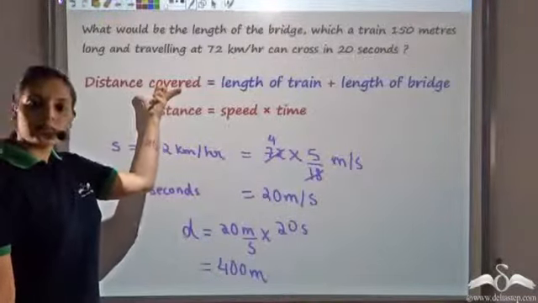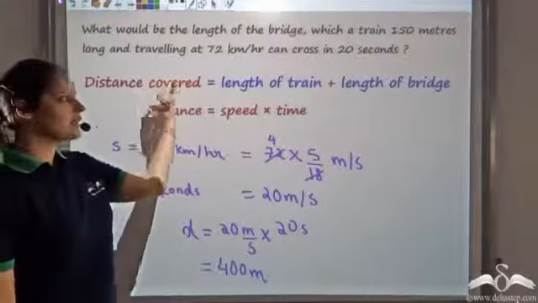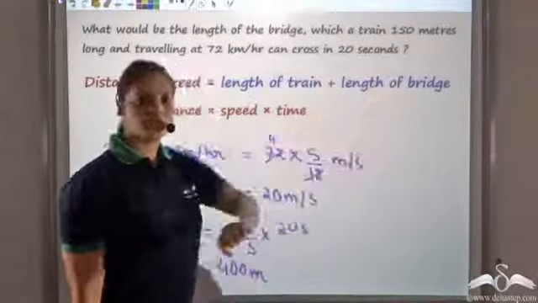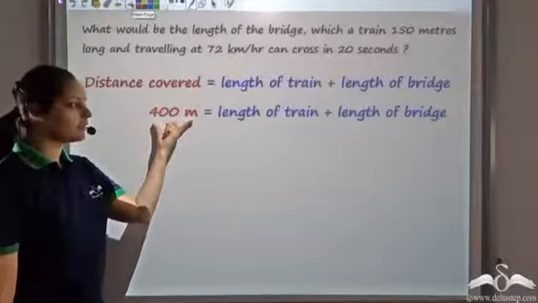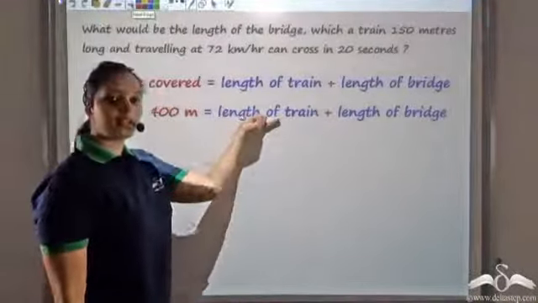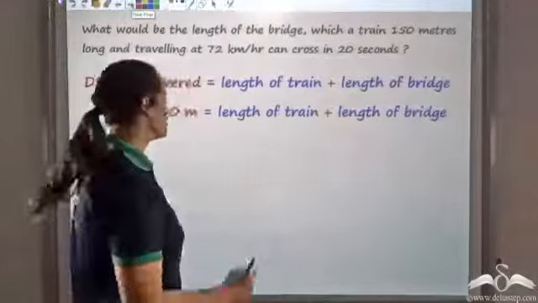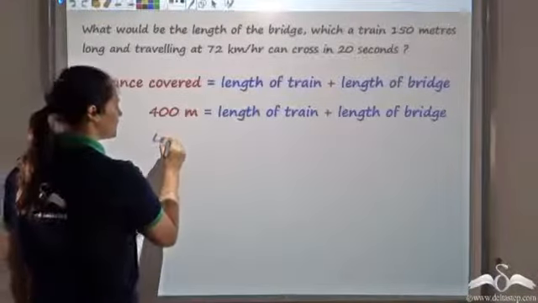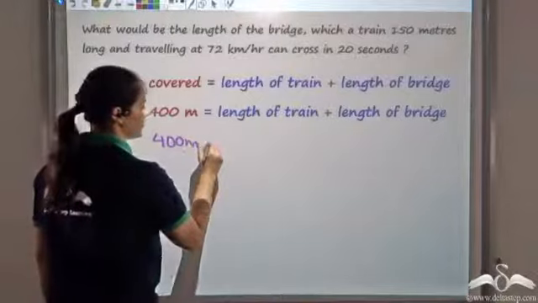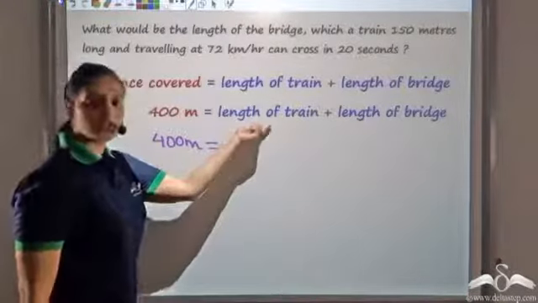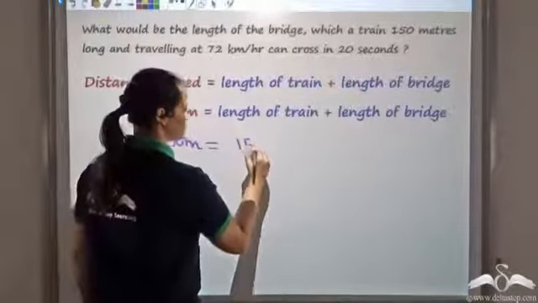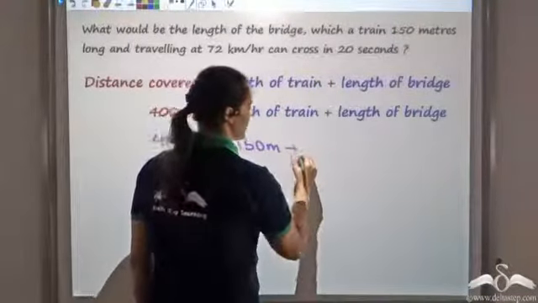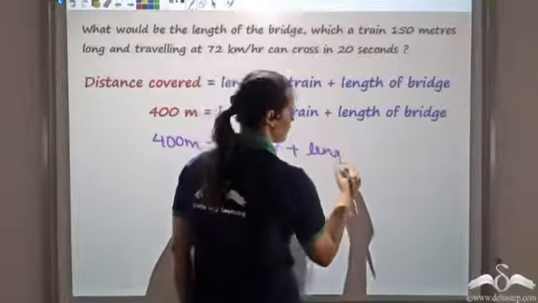Now distance covered we've got, which is 400 meters. We need to find the length of the bridge. So distance covered is 400 meters, which is equal to length of the train plus length of the bridge. So this is 400 meters, which is equal to length of the train is also known to us, which is 150 meters, plus length of the bridge, which we want to find.